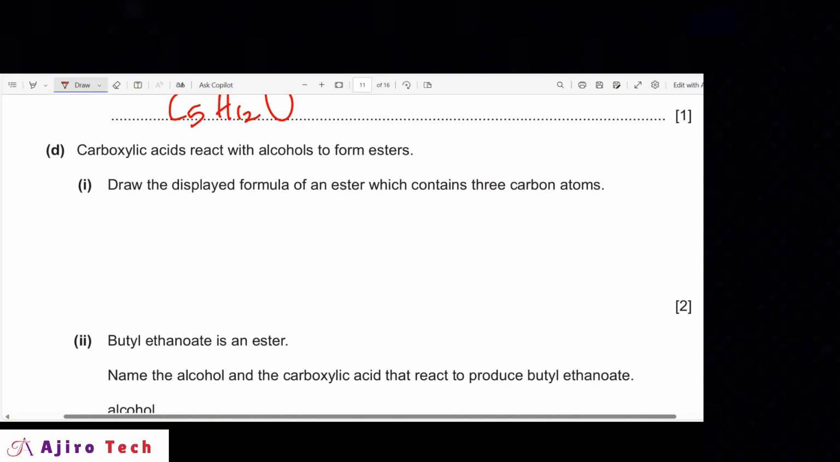Carboxylic acids react with alcohol to form esters. Draw the split formula of an ester which contains 3 carbon atoms. So with 3 carbon atoms, it could come in different variations. Remember, esters are a combination of alcohols and carboxylic acid. So I could vary it. I could give the alcohol 2 carbons and the carboxylic acid 1. Or I could reverse it by giving the alcohol 1 and the carboxylic acid 2. So it all depends on how you want to do it.